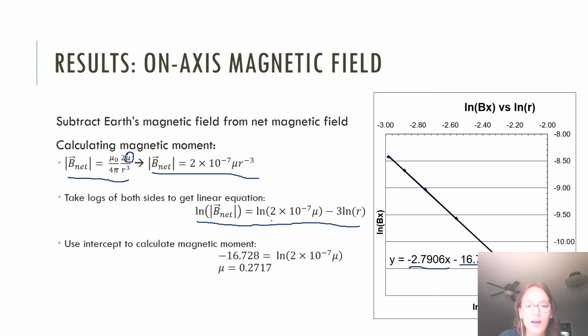So then I used this slope component right here. Here's my slope, and here's the equation for the slope in terms of mu to solve for the magnetic moment. And I got 0.27 for the magnetic moment.